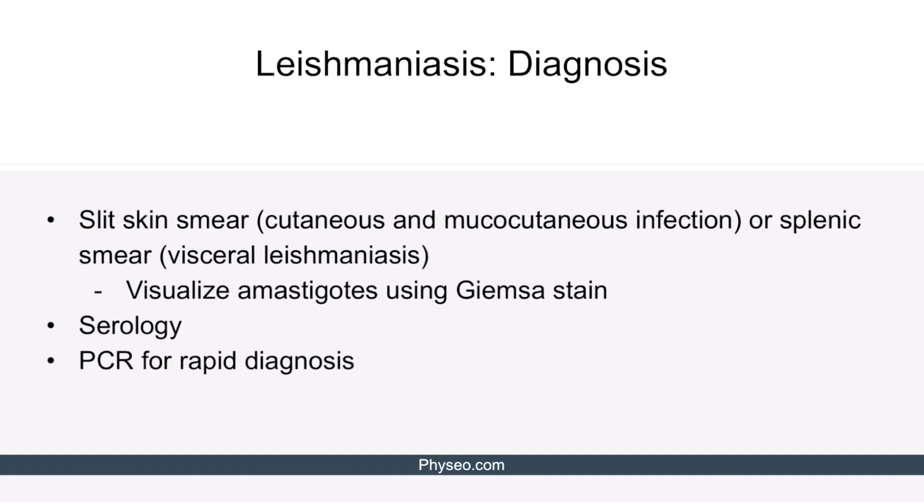So how do you diagnose this? Well, to visualize the parasite, you need a slit skin smear, and that can be taken from the cutaneous or the mucocutaneous forms of the infection. So basically, you just see an infected site and you take that sample. But in the case of visceral Leishmaniasis, you're going to need a splenic smear. And in either case, whether you take a splenic smear or a slit skin smear, you're going to use a Giemsa stain to visualize amastigotes. And other helpful tests are serology or even a PCR for rapid diagnosis.